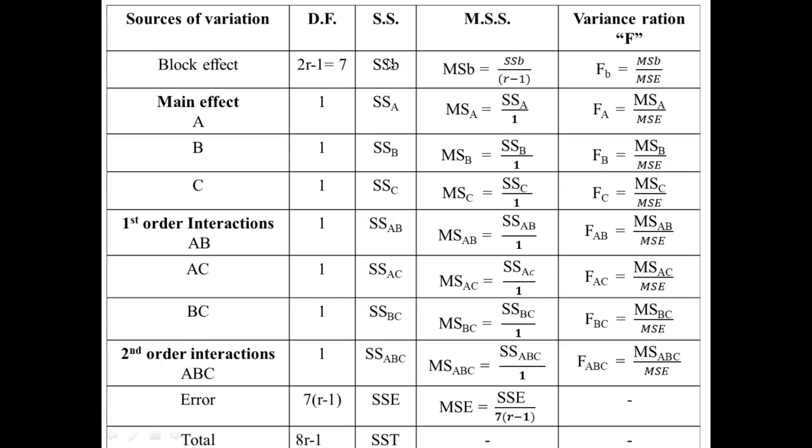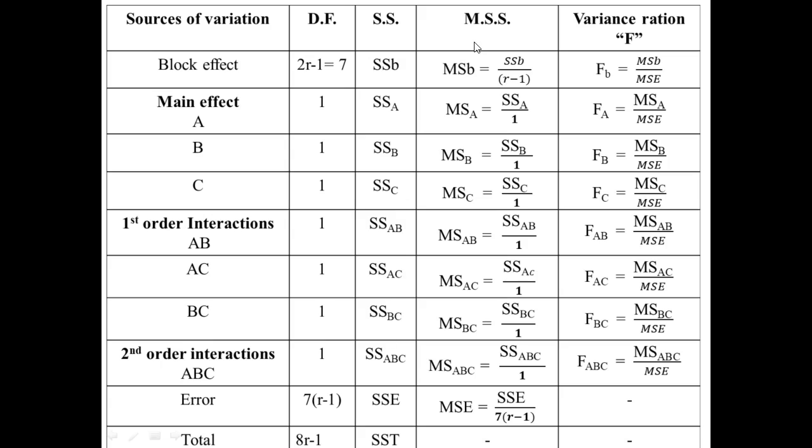Then in the third column we have sum of squares. For block it is SSB. For main effects it is SSA, SSB and SSC. For first order interaction effects it is SSAB, SSAC and SSBC. For second order interaction effect it is SSABC. For sum of square due to error it is SSE, and for total it is SST.